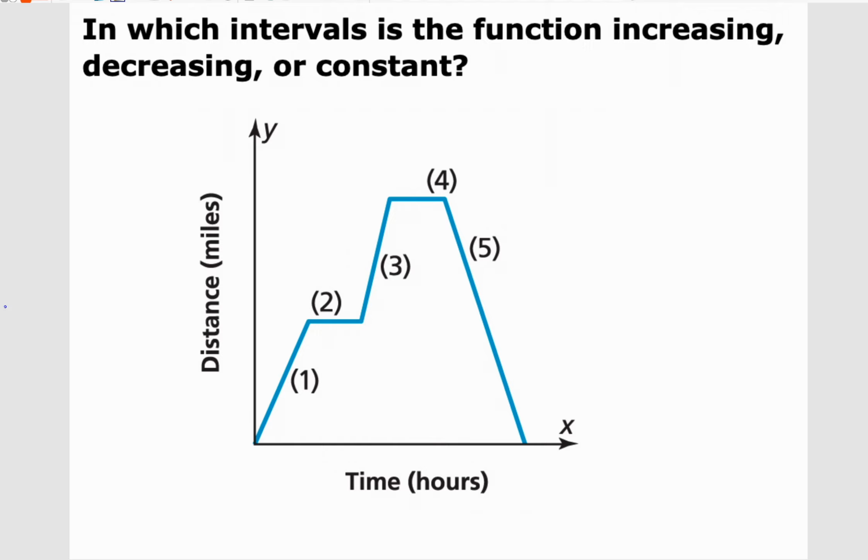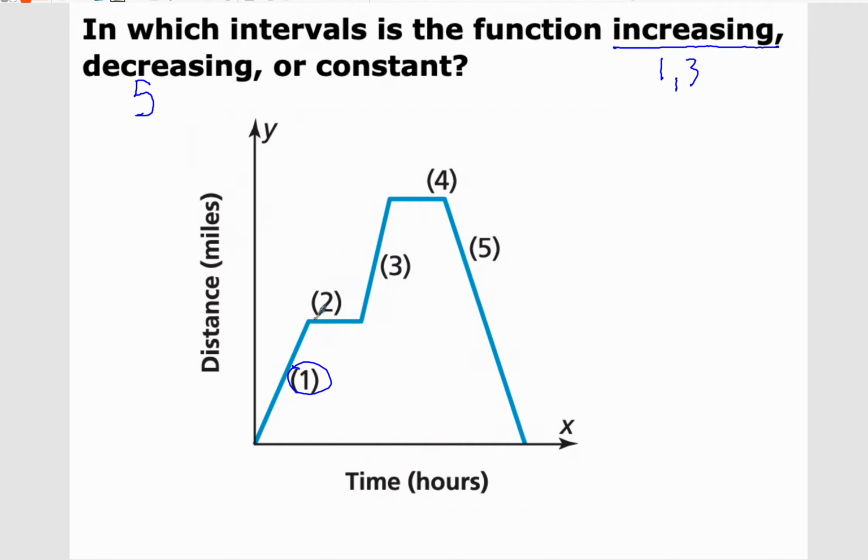Okay, next example. In which intervals is the function increasing, decreasing, or constant? Well, intervals where it is increasing would be interval one, it's going up. Interval three, it's going up. So increasing would be 1 and 3. Decreasing, can you see it? Do you see where the graph is going down? Graph is going down in interval 5. So it's decreasing at interval 5.